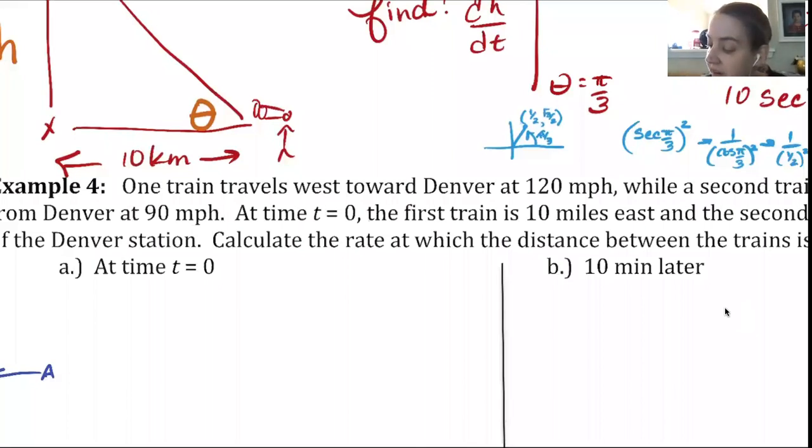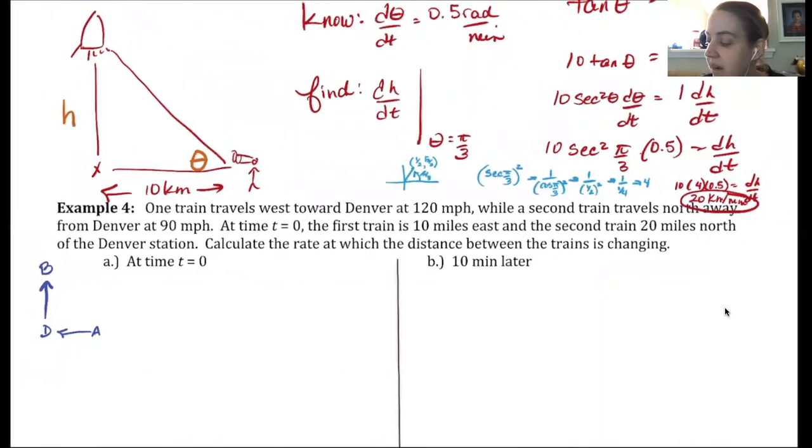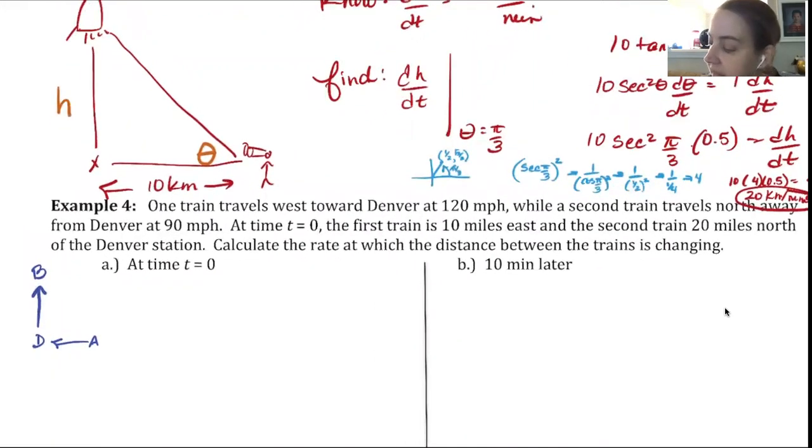All right, so Denver, train traveling west at 120 miles per hour. Again, just be careful how you label things. I don't want to put the 120 miles an hour there, nor do I want to put the 10 miles and the 20 miles, because they're moving, it's changing. And the distance that we want to solve for is the distance between the two trains. So this distance over here.